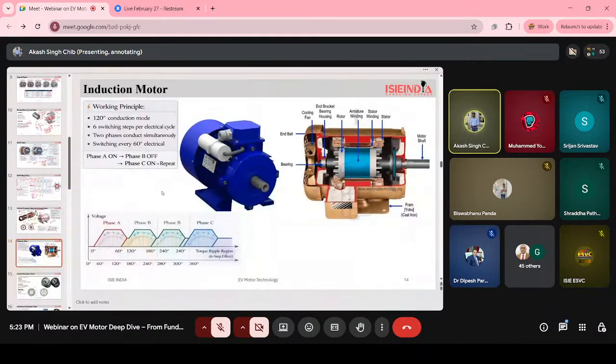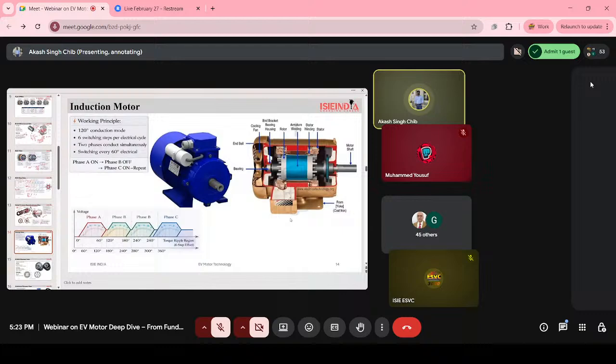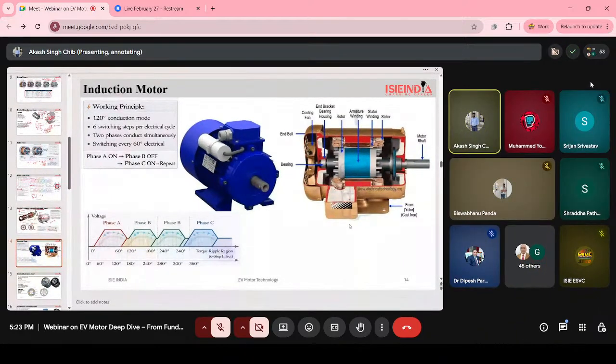Okay. And there are some advantages of this motor as well. There are no permanent magnets, so the cost will be low. No rare earth magnets are used inside the rotor. So, as compared to the permanent magnet synchronous motor, this motor costs less. Okay, and it is rugged and reliable as well because it has an iron core inside. And it is good for high-speed rotor operations as well.